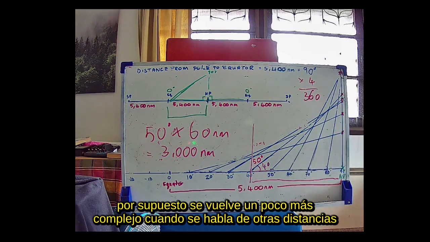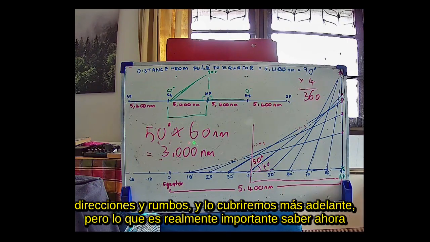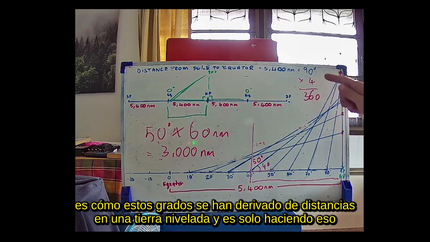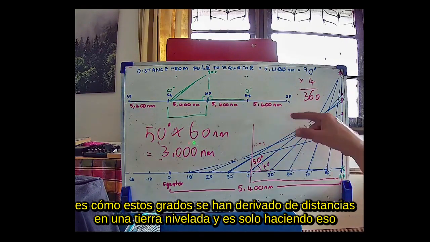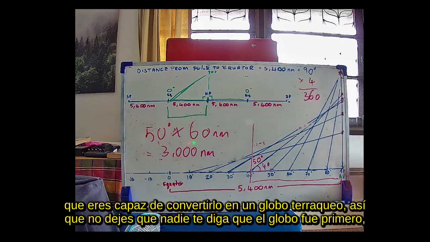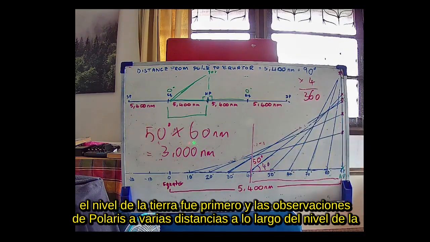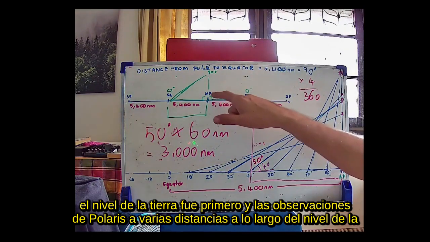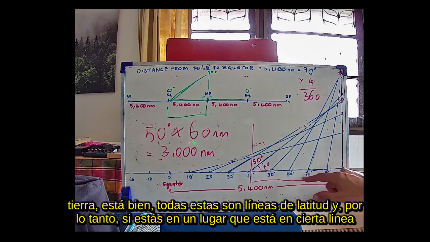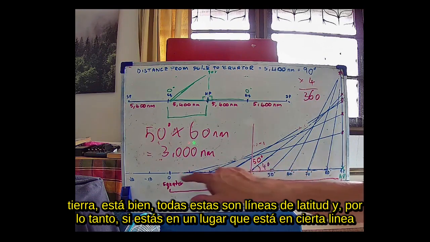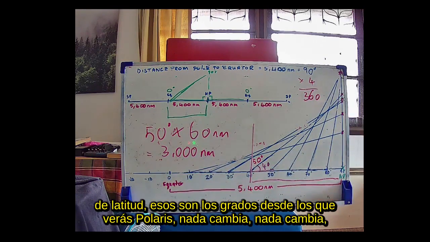Of course, it gets a little bit more complex when you go to talk about other distances and directions and headings, and we'll cover that later. But what's really important to know now is how these degrees have been derived from distances on a level Earth. And it's only by doing that that you're able to turn it into a globe. So don't let anyone tell you that the globe came first. The level Earth came first, and the observations of Polaris at various distances along the level Earth. Okay, these are all latitude lines, and so if you're in a place that's on a certain latitude line, that's the degrees that you'll see Polaris from.